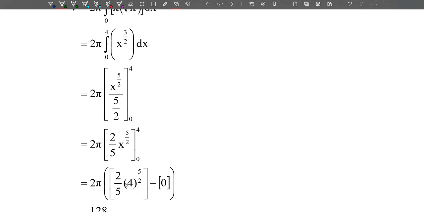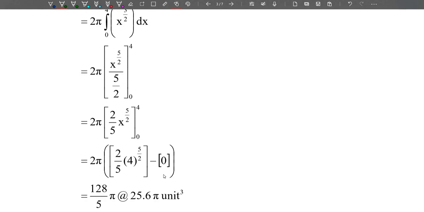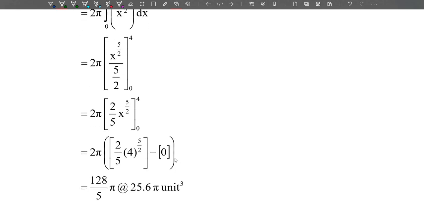Substitute the upper boundary, minus the substitution of the lower boundary. Remember to write 0 even though you get the value 0. The final answer should be this one, 128 over 5 pi unit cube.